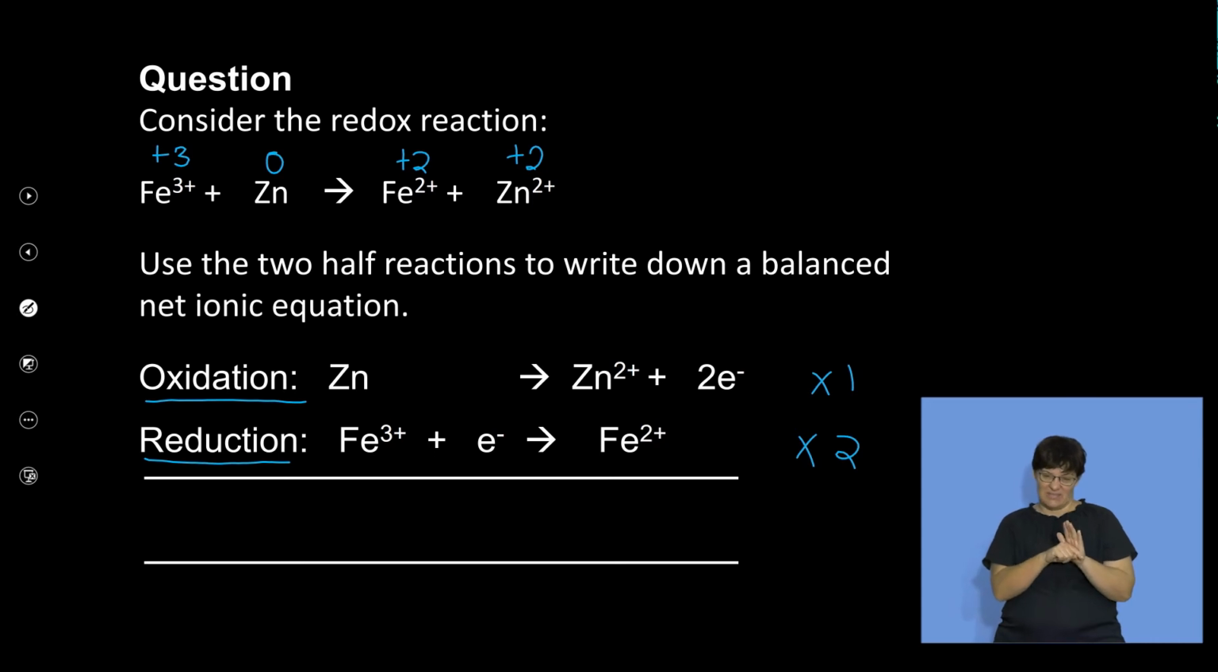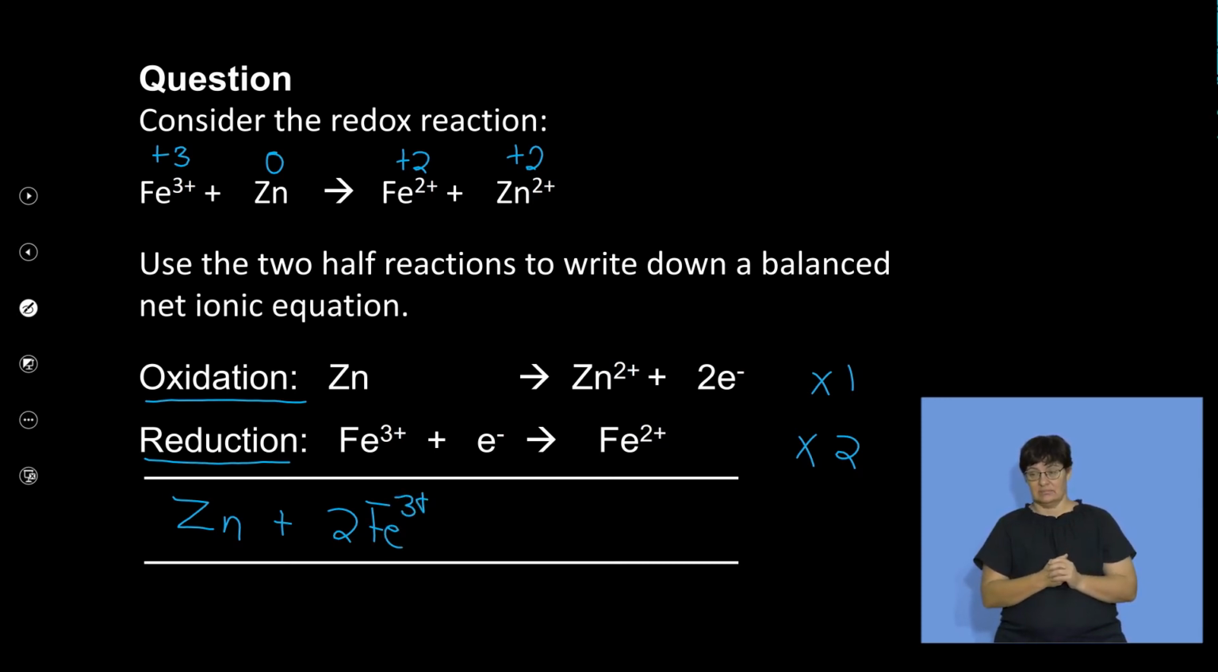So if we multiply zinc by 1, we'll have zinc plus 2 Fe3+. Remember, we're multiplying the reduction half reaction by 2. Because the electrons will be the same, 2 for oxidation and 2 for reduction, we can eliminate them. So if we multiply this by 2, it becomes 2, 2, 2, and then we are able to take that out.